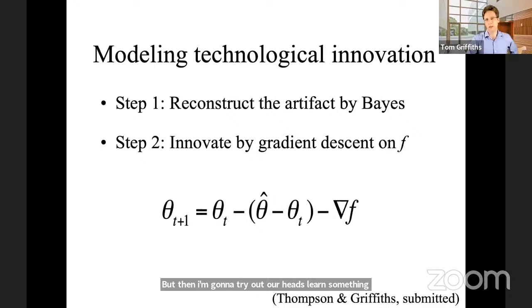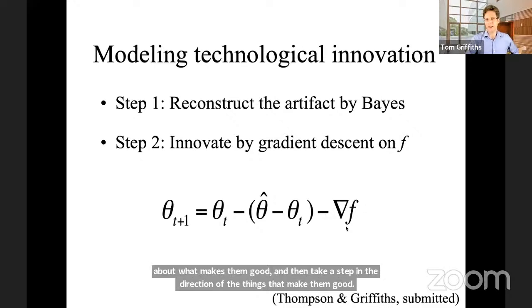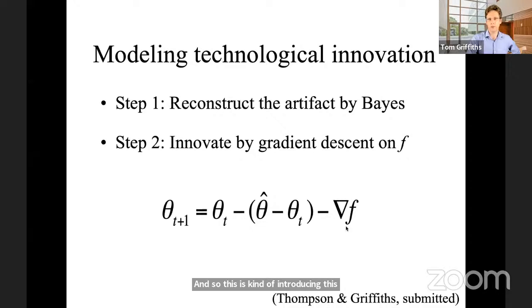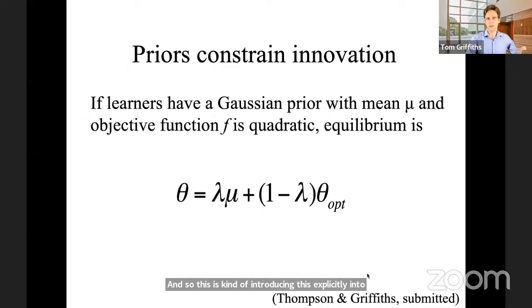And so this is introducing this explicitly into the dynamics rather than being in the head of the person. And what you can show in that case is that what you converge to is a linear combination of the mean of the prior and the optimal solution, the thing that optimizes the function that you're trying to optimize. And so that kind of framework might make sense in the context of some of these linguistic settings too.